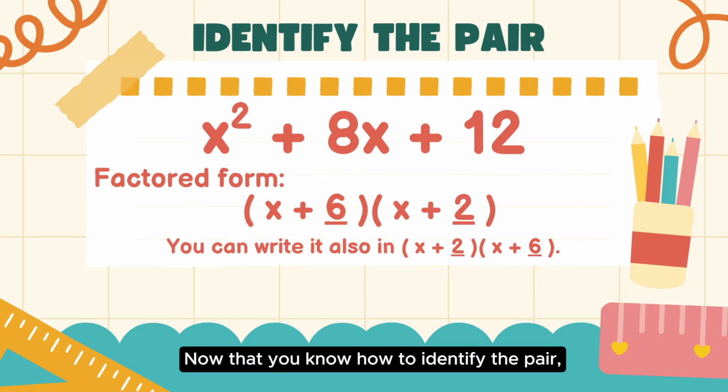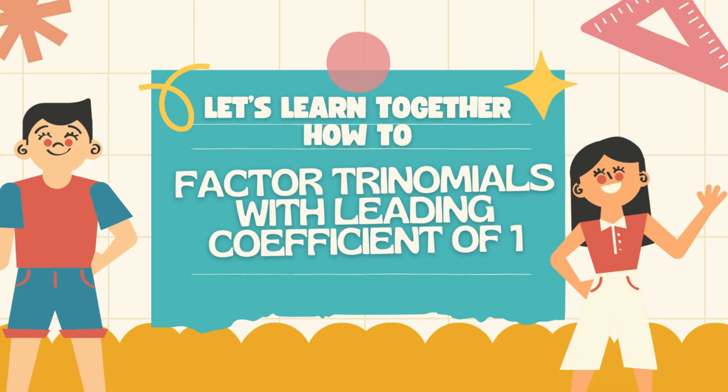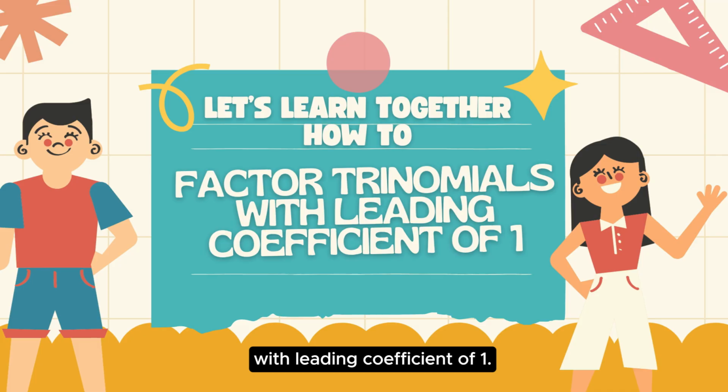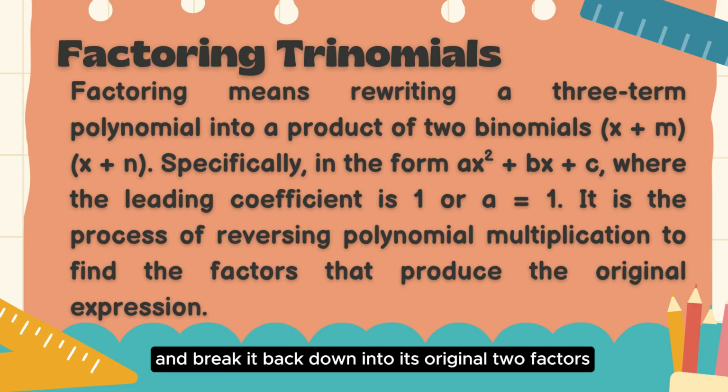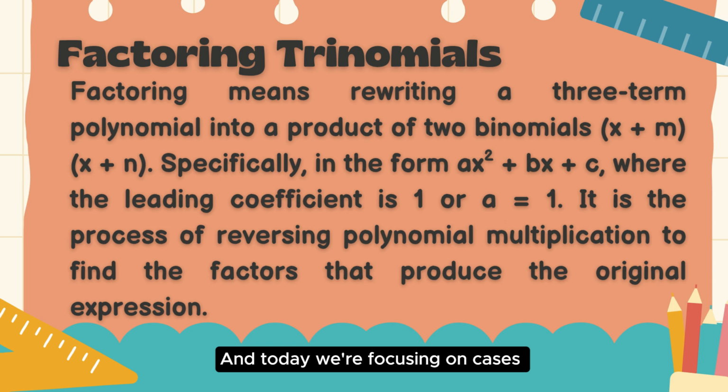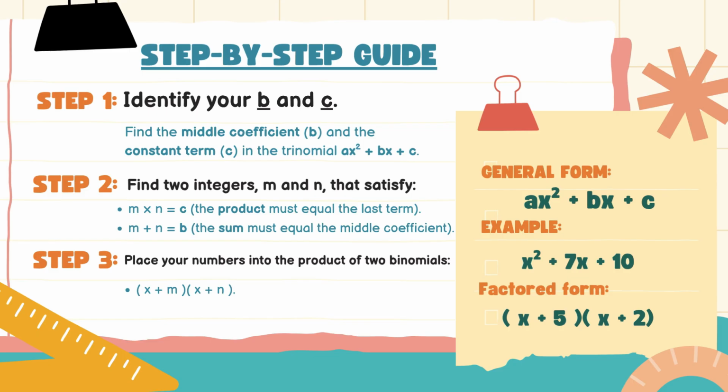Now that you know how to identify the pair, let's proceed to our topic discussion. Let's learn together how to factor trinomials with leading coefficient of 1. Factoring is simply reversing multiplication. We take a trinomial and break it back down into its original two factors, the binomials, which are x plus m and x plus n. And today, we're focusing on cases where the first term has a coefficient of 1.